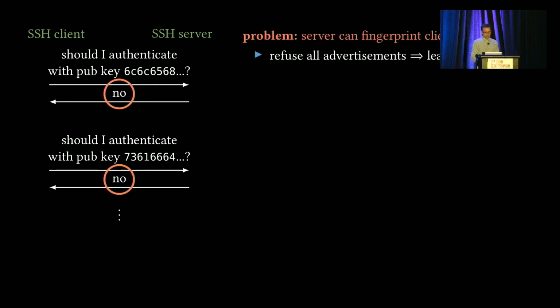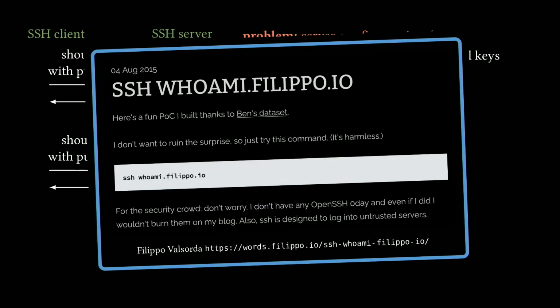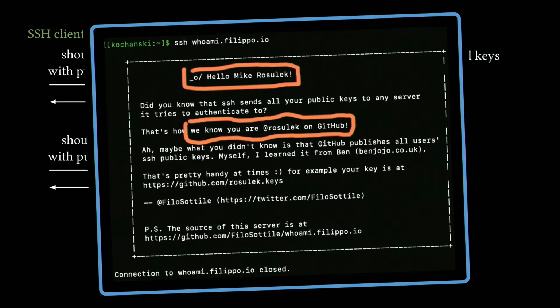And one thing you might have noticed is that the server can just say no to every single advertisement. And if it says no, then it's going to learn all of the keys that the client is willing to offer. And of course, this can be used to fingerprint the client. So I first learned about this problem from a blog post by Filippo Valsorda, and he encouraged the readers of his blog to SSH to this server that he set up. And so I did that. And when I do that, this is what it looks like to me. And in particular, his SSH server knows my name, and it knows my GitHub ID. And so how does it know this?